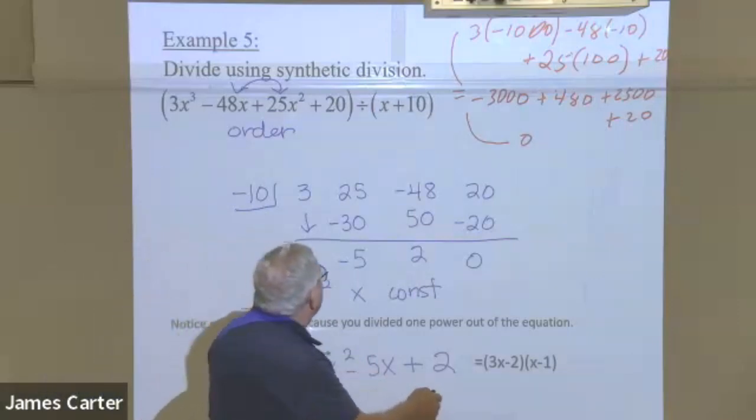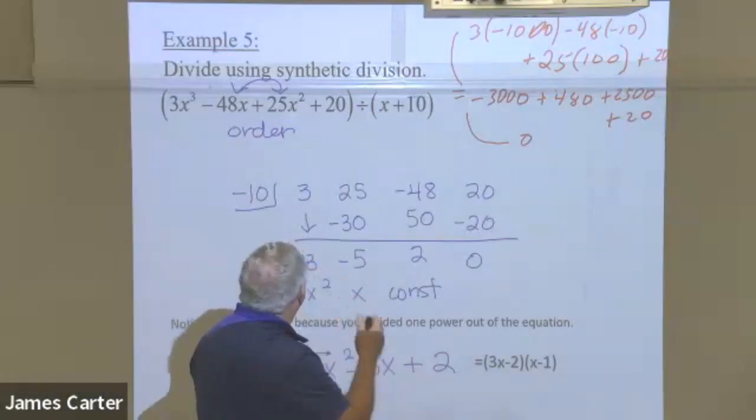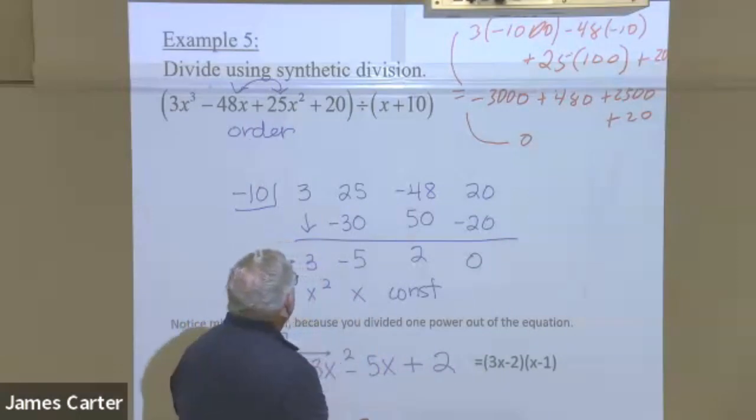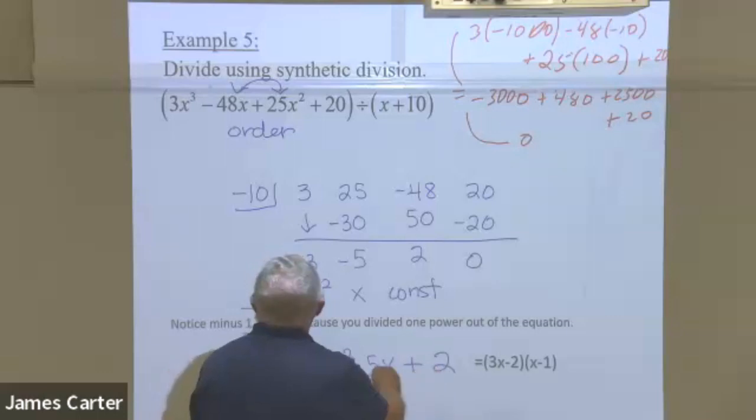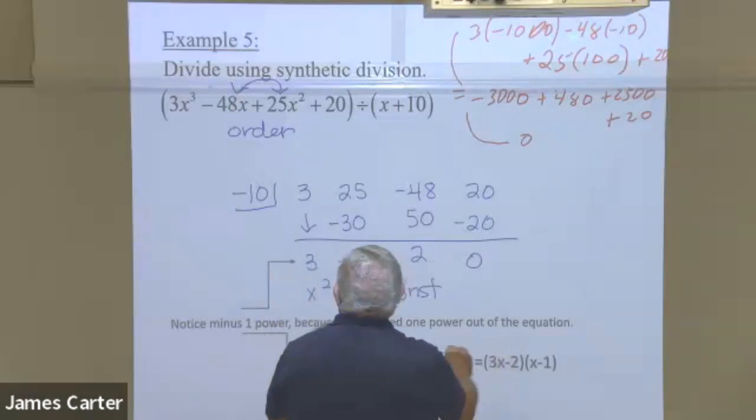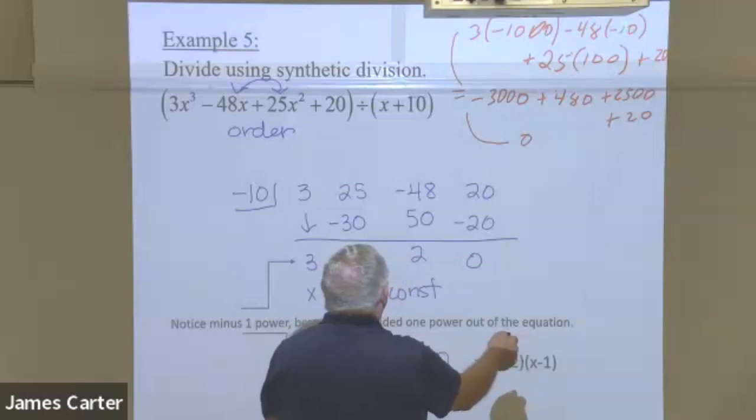Now, let's look at something up here for a moment. What these scribbles are, okay? What I did up here was I simply replaced each one of these x's with a 10 to whatever power. Or, excuse me, a negative 10 to whatever power. So here I'm going to take 3 times negative 10 to the 3rd, which is negative 1,000. Then I'm going to take negative 48 times negative 10.